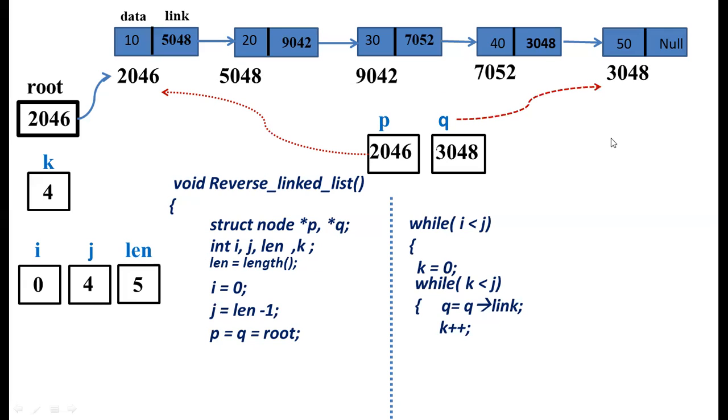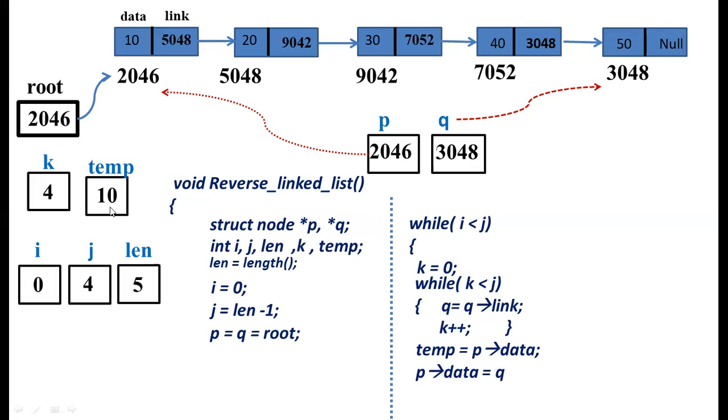So we need to place this 50 here and 10 here. For that, we are using a temporary variable. Temp is equal to p2 data, so it became 10. Now this 50 we are storing here and this 10 we are storing here. So p2 data is equal to q2 data. So the 50 will be stored at this location and the 10 will be stored at that particular location.